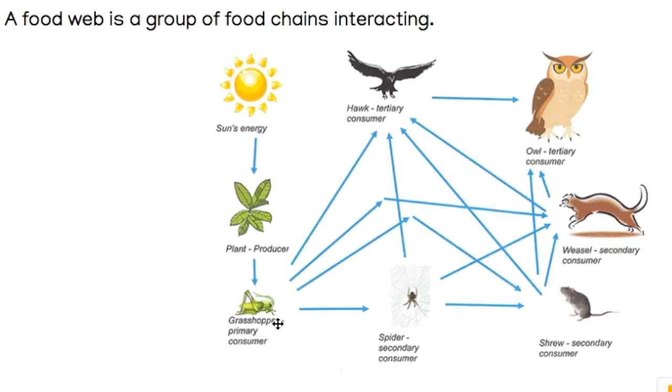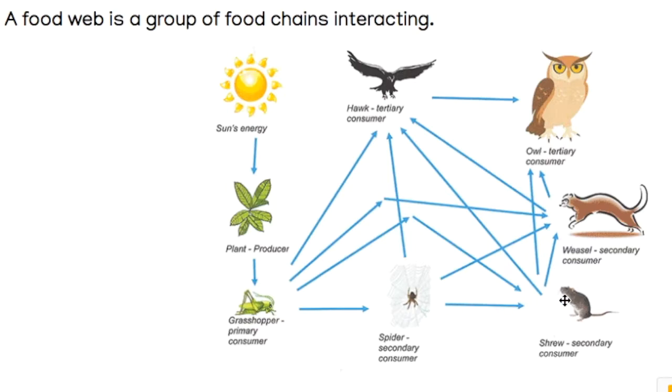The plant gets eaten by the grasshopper. The grasshopper can get eaten by a spider, a shrew, a weasel, or a hawk. Not a great time to be a grasshopper. The spider can get eaten by the shrew or the hawk or the weasel, and the spider eats the grasshopper.